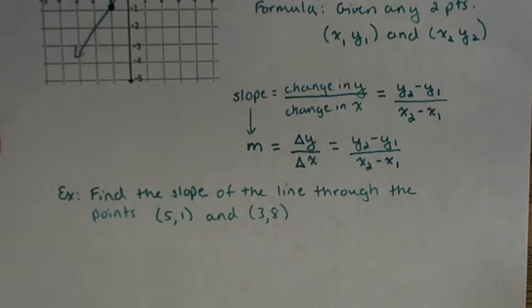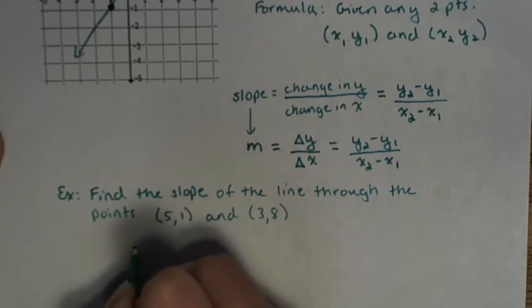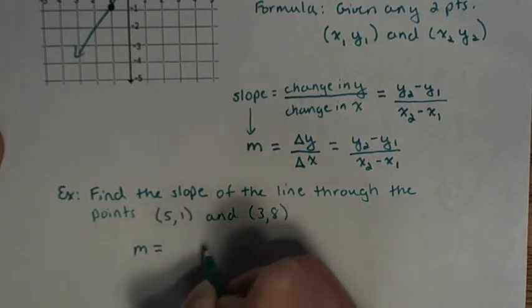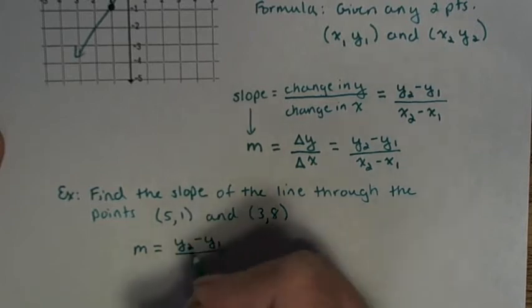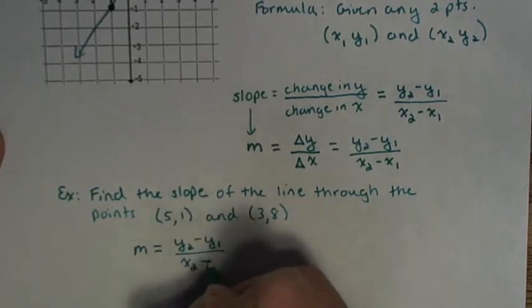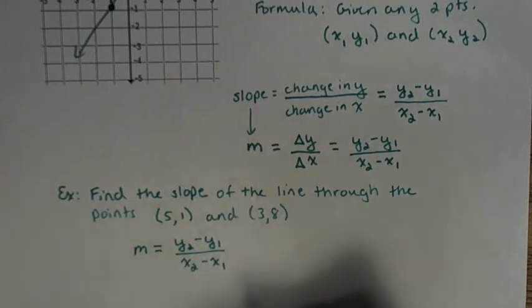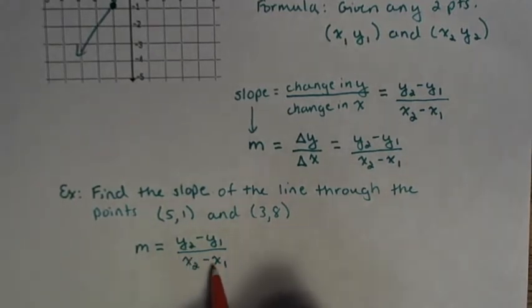Okay, those are the 2 points that are on this particular line. So what I'm going to use is my slope formula that says m is equal to y sub 2 minus y sub 1 divided by x sub 2 minus x sub 1. Now, before I start plugging in information into this formula, I want to make sure that I am plugging in the right coordinates in the right spots. It's very easy to mix these up.